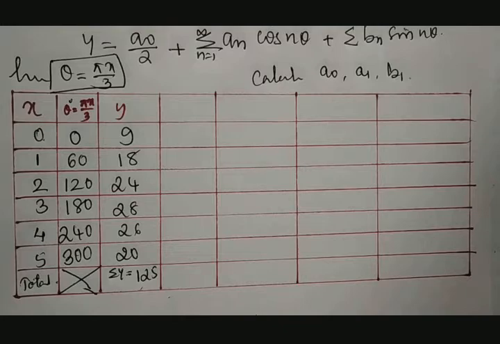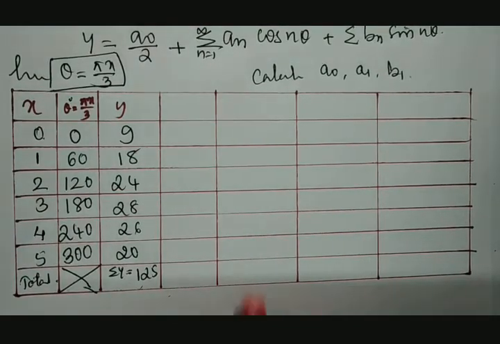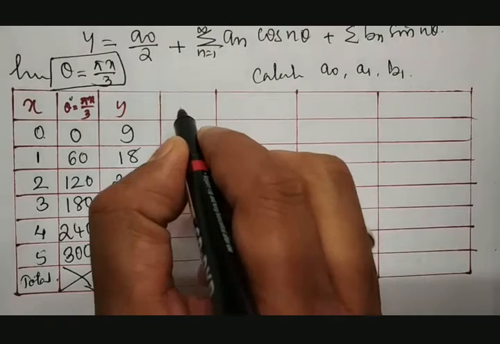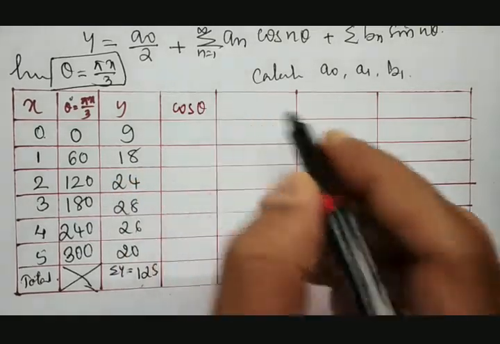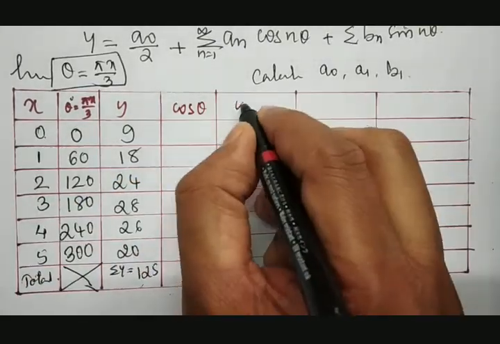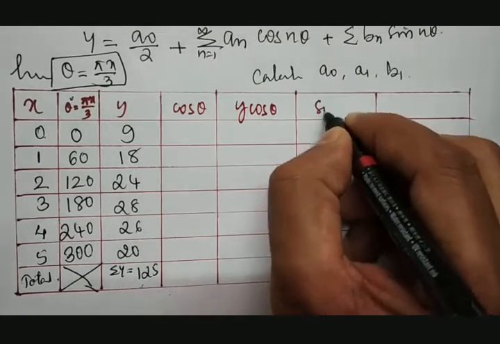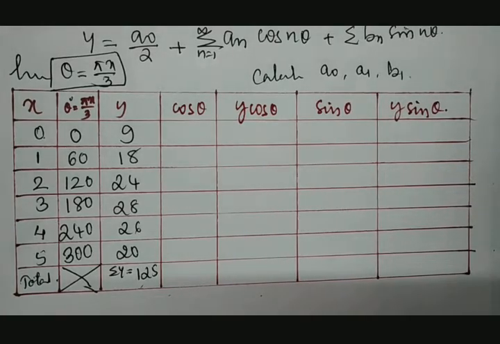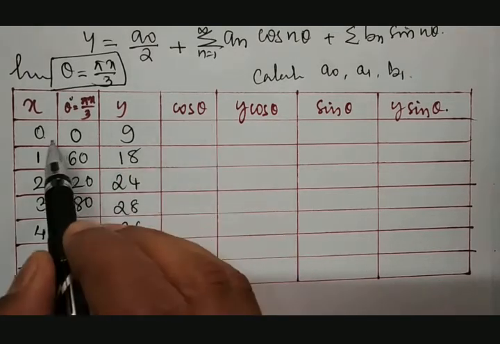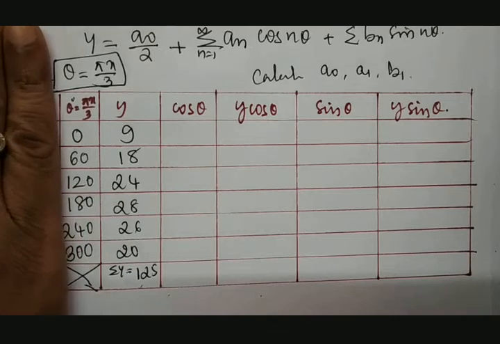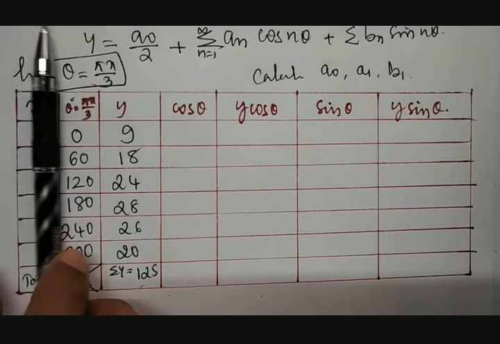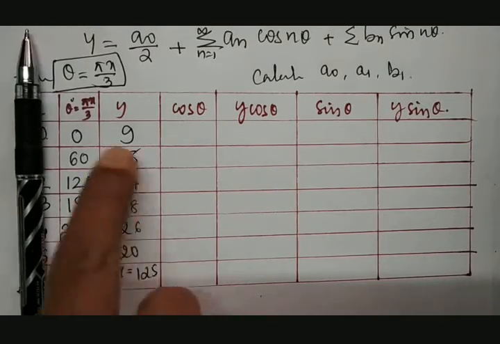And when we try to take the result in terms of cosine and sine, then what columns are required? We need cos theta, not x, theta. Then y into cos theta, sin theta, and y into sin theta. These values are to be obtained. Now cos theta means not x. Don't consider x now, we will consider only theta.